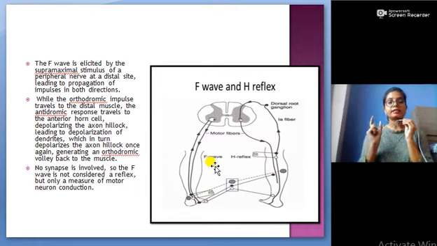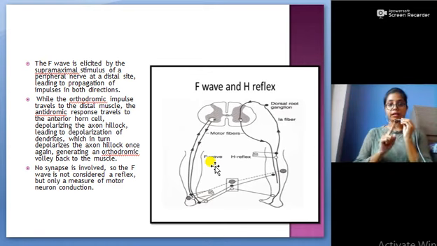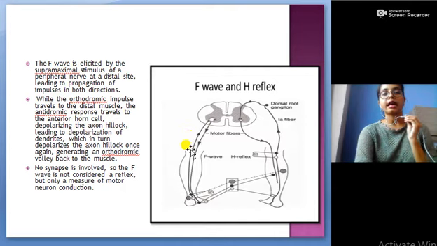Remember one thing, in F wave the direction of propagation is in both the directions, towards the spinal cord and then coming back from the spinal cord, but it does not form a reflex arc. So in F wave we stimulate the distal side, leading to propagation of impulses in both the directions. In this diagram you can see these arrows. This is one direction and this is the other direction.